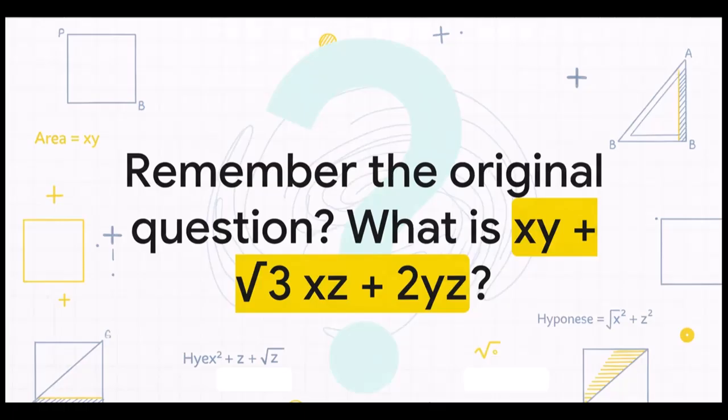Okay, hold on. Let's pause for a second and look back at the original question. Remember what we were actually trying to find. xy plus root 3 xz plus 2yz. Now, look at our area equation. Does that look kind of familiar?